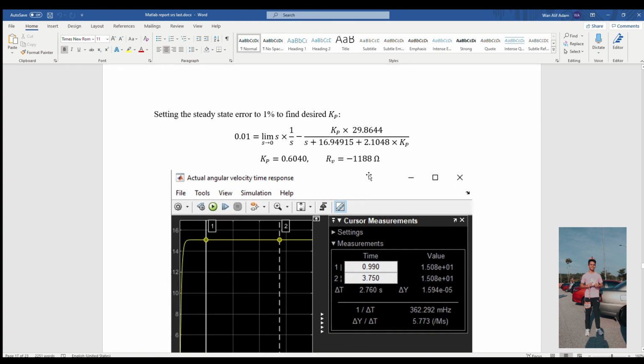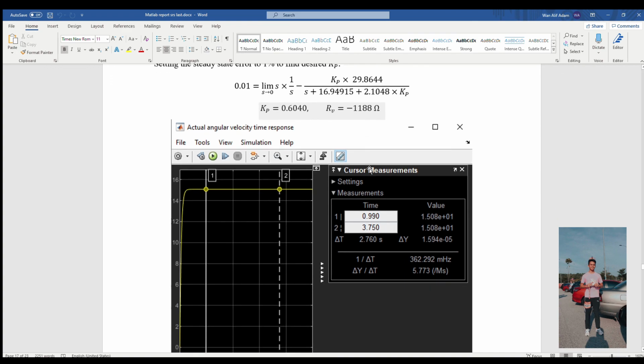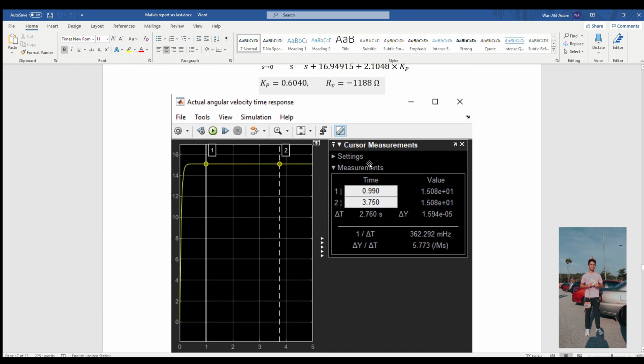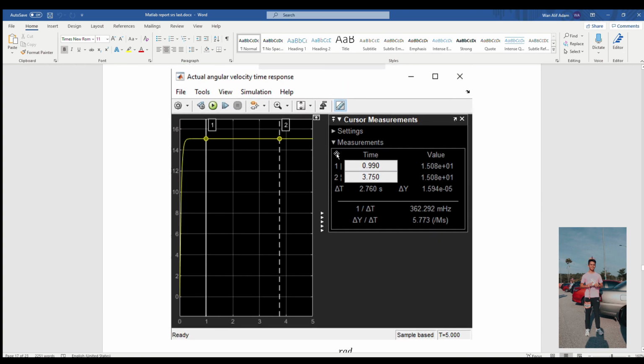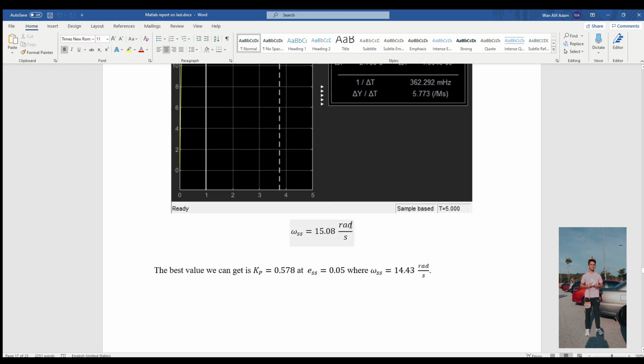Then we do it again, this time at a steady state error of 1% to find the desired Kp. And from here we get Kp of 0.6040 and Rv negative 1188 ohms. And using the model again, we get a graph indicating the angular velocity of 15.08 rad per second. Therefore, the best value from the three steady state errors is Kp equals 0.578 at ESS equals 0.05, where the angular velocity is 14.43 rad per second.